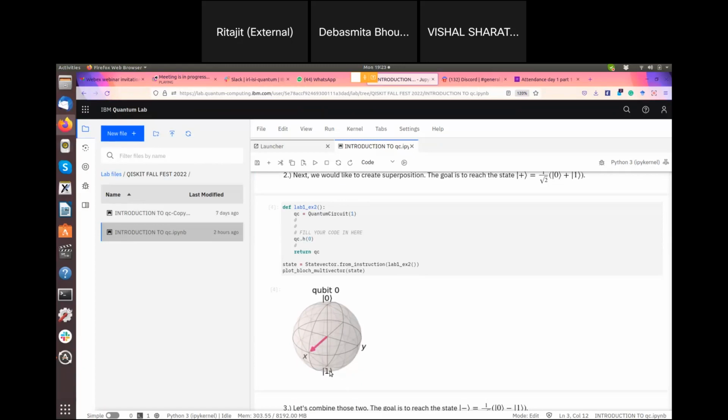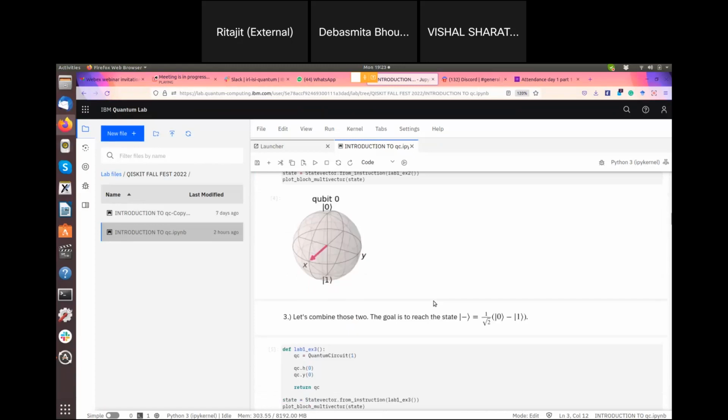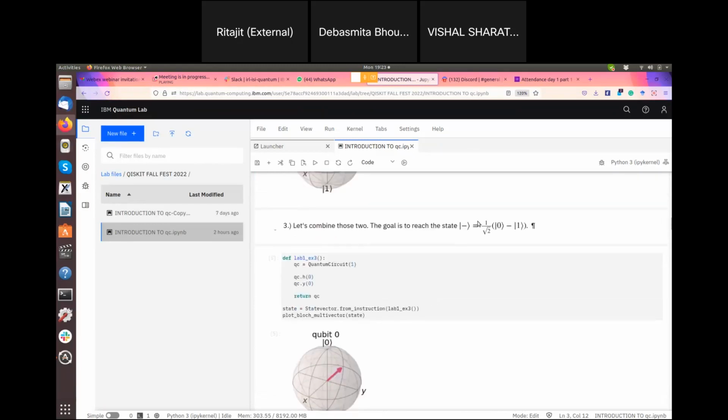Okay. So now let's combine the NOT gate or the bit flip with this Hadamard gate. So we are combining these two gates and see what happens. If we combine these two, we get the minus state. Previously we have seen the plus state. We have already seen the 0 state, the 1 state, the plus state. Now this is the state minus. This is 1 by root 2, 0 minus 1.